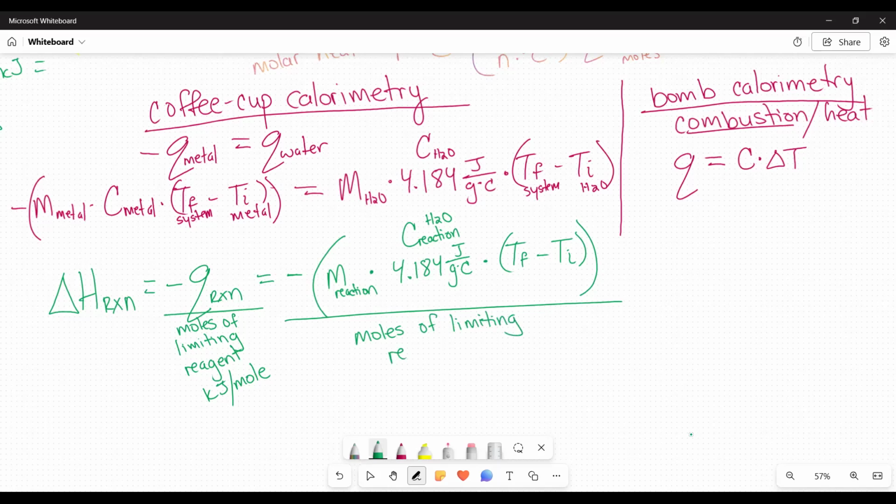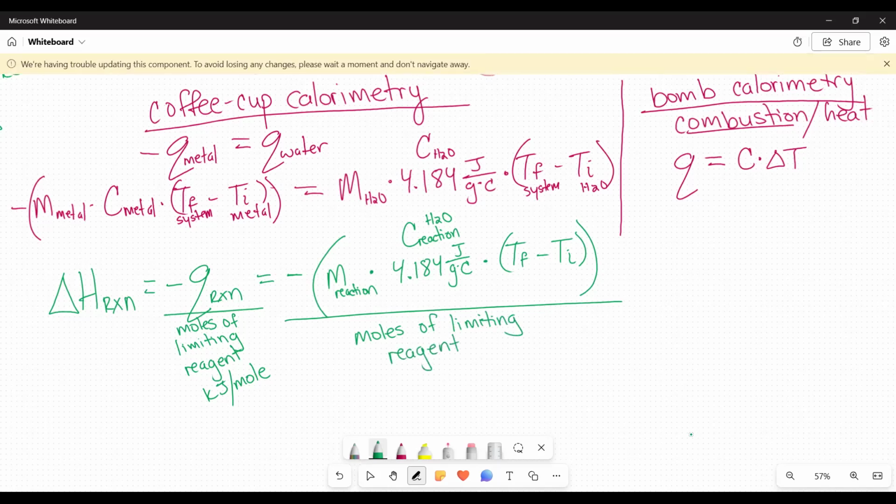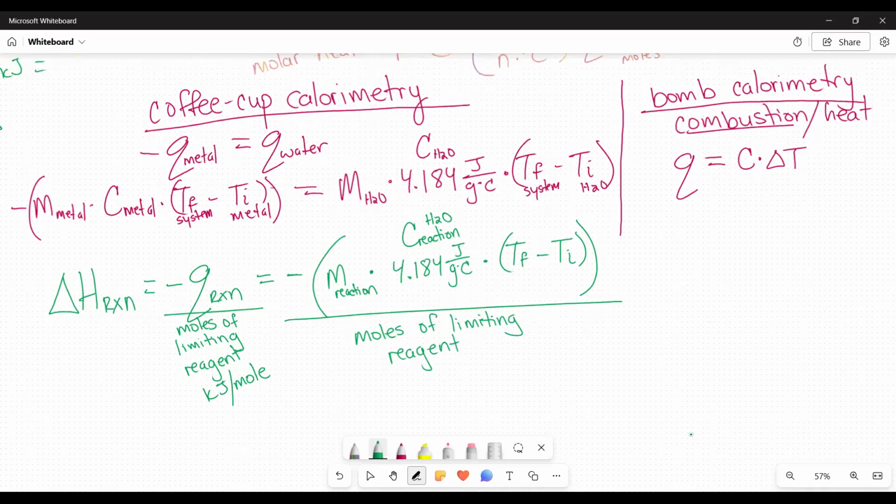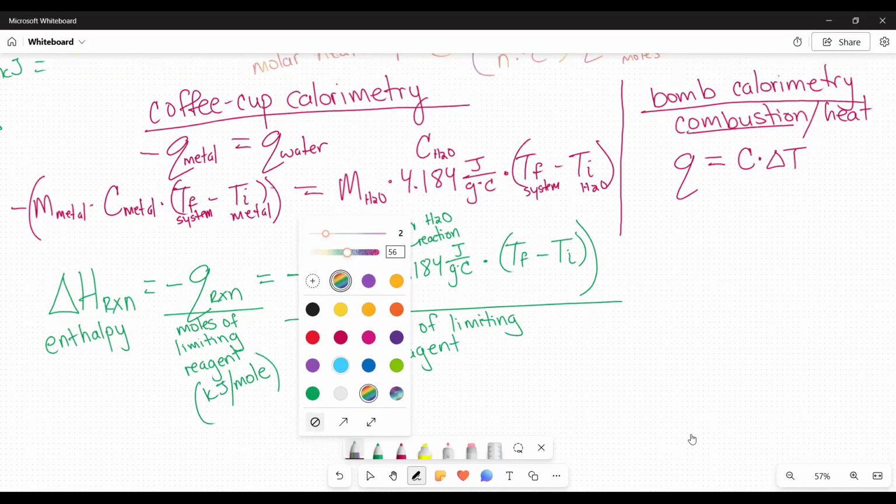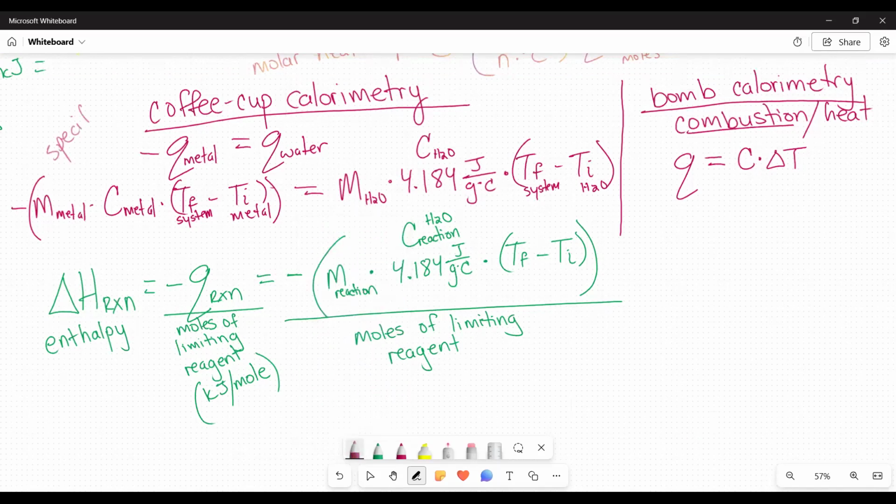So both of these, you need to understand how to do both of these type of equations in coffee cup calorimetry. You're either asked to find the enthalpy of a reaction, which requires you to find moles of the limiting reagent, and then you plug everything into Q and you find your enthalpy that way. Or you're asked to do the specific heat of a metal, which is up here. Or you're asked to do a bomb calorimetry combustion problem, which is over here.